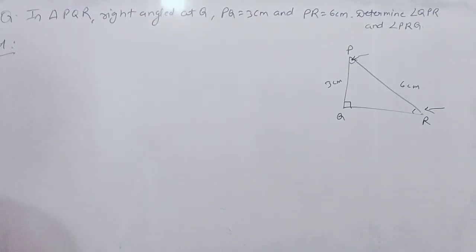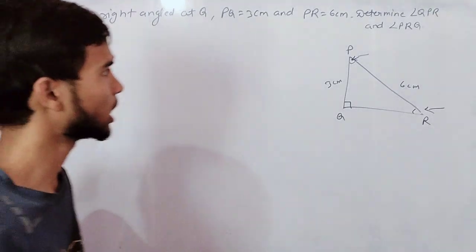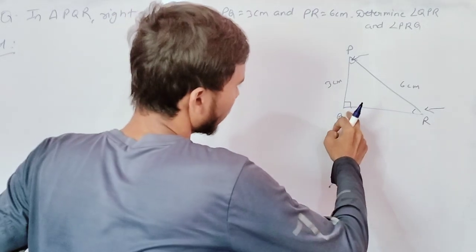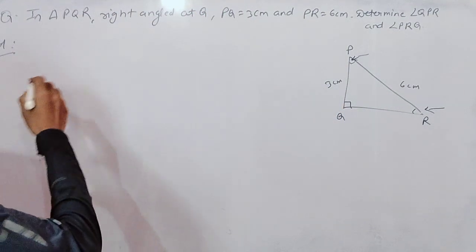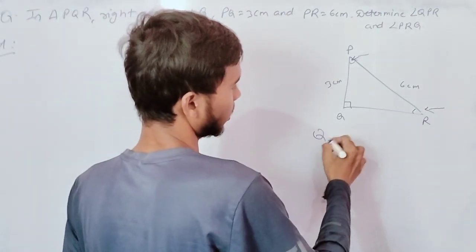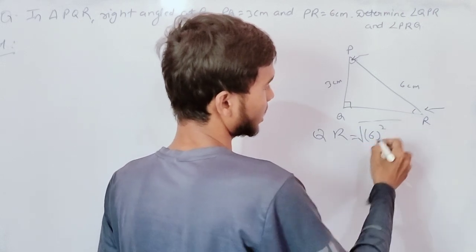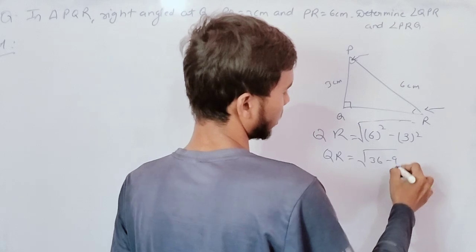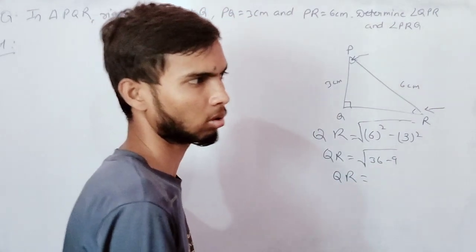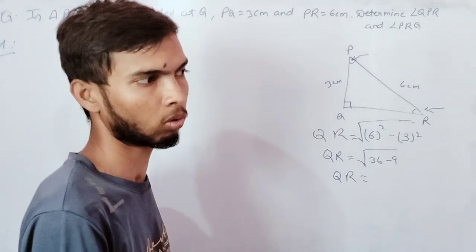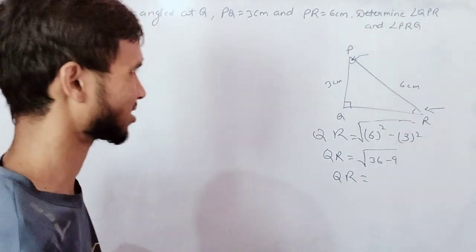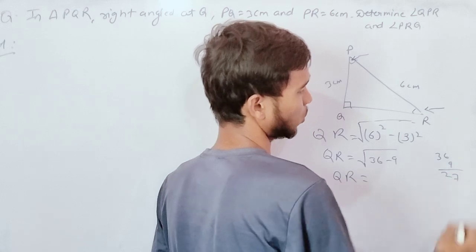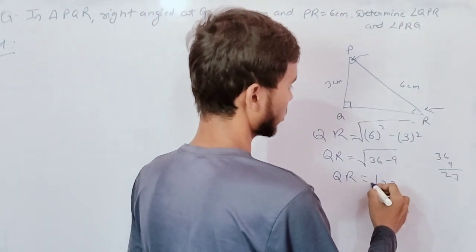How to determine? If this is a right angle at Q, then we can easily say that QR will be the square root of 6 square minus 3 square. Clear? 36 minus 9 is 27. QR is root 27.